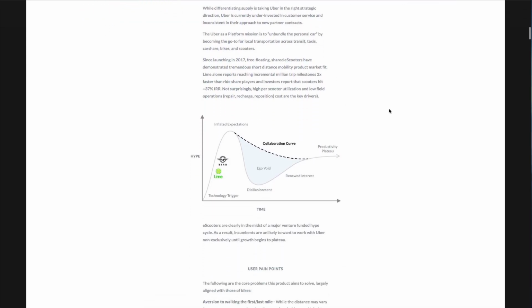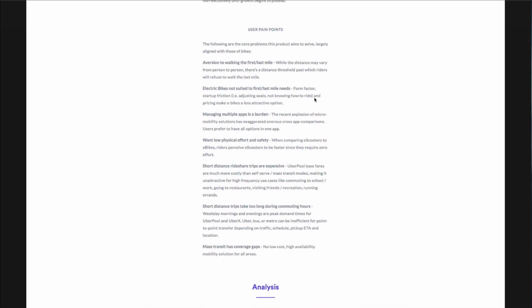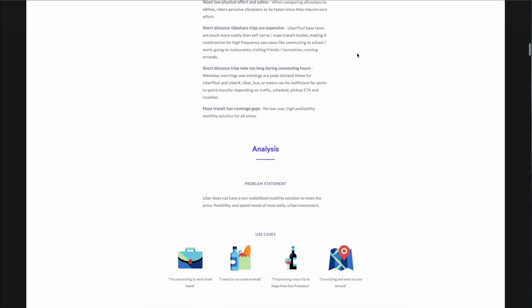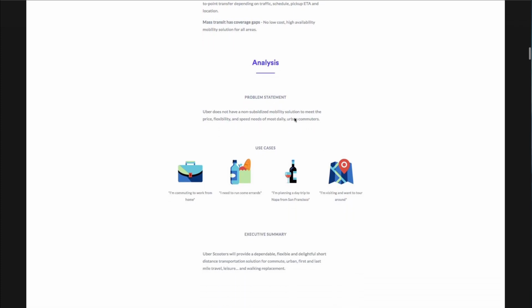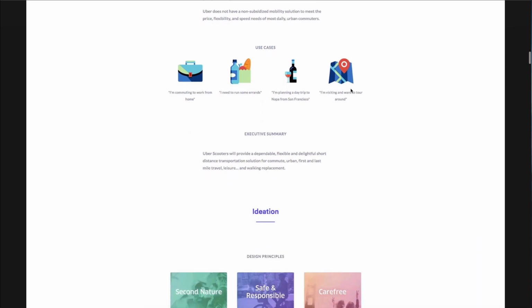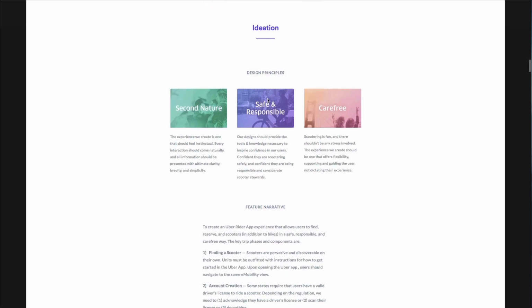Then we have some research, which is always important, especially when tackling a certain type of projects. These are pain points, which again, as I mentioned earlier, it's very important to identify so that we can then focus on the problem solving aspect during the case study, and at the end we can show how our solution improved the actual situation of the client. So as you can see, we have some basic analysis over here, problem statements, use cases, executive summary. So these things are quite useful to understand.